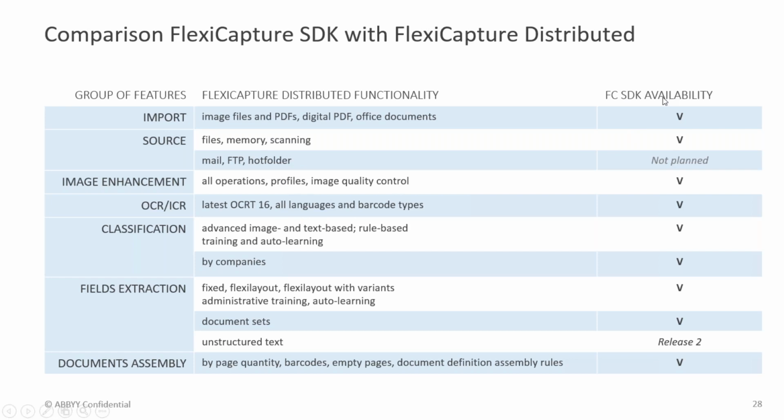So what of that is available in FlexiCapture SDK? Quite a bit. Some things that are not there: imports of mail, FTP sites, hot folders. That's something you would have to build out. And the other, unstructured text, is coming. This is going to lean towards our NLP technology, which is available in FlexiCapture Distributed. But you can see everything else, the key things I've mentioned before: image enhancement, all the operations are there, advanced image and text-based, rule-based training, and auto learning for classification by companies, which is important. And you can see the document assembly as well.